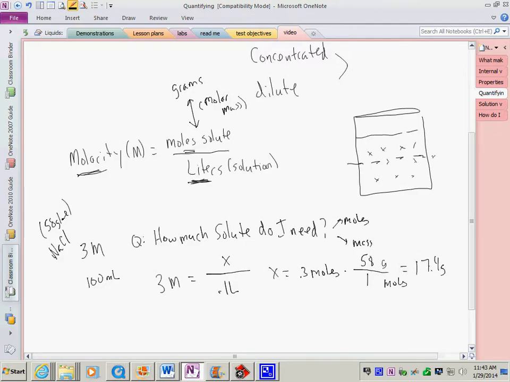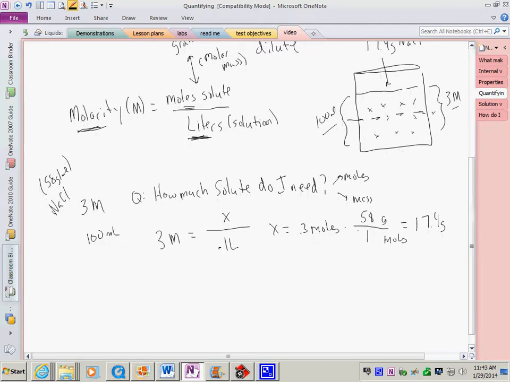117.4 grams. So if I took 17.4 grams of my NaCl and plopped it into 100 milliliters of water, stir it up, let it dissolve, assuming it all dissolves, we would have a 3 molar solution. All right? So with the mathematics of this, various problems will be thrown at you. That's a real common problem.